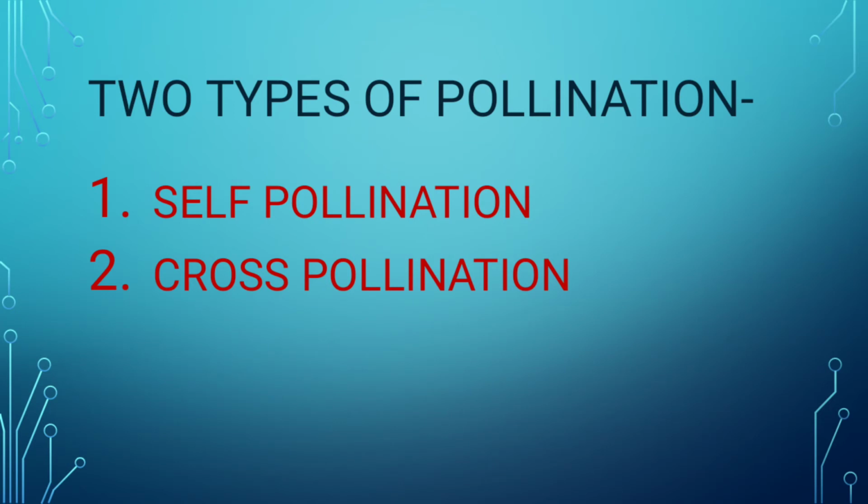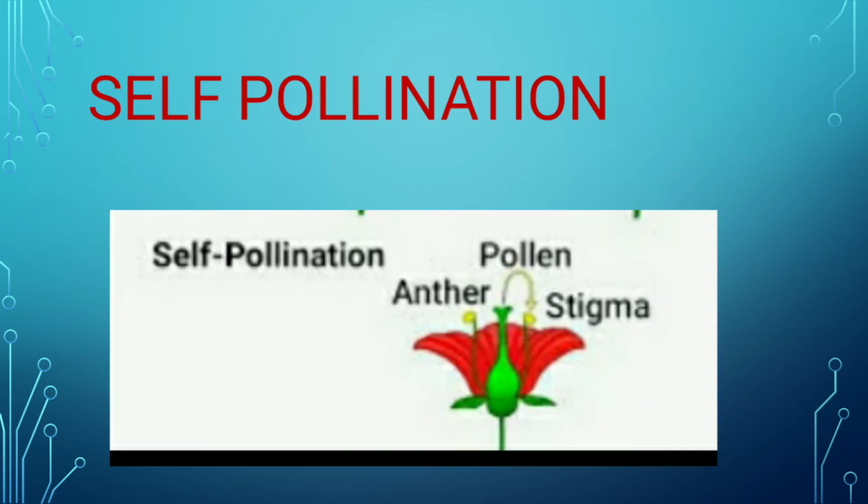So, there are basically two types of pollination: self pollination and cross pollination. So, let us begin with self pollination. The pollen grains are transferred from anther to the stigma of the same flower or to the flower of the same plant. This pollination takes place between one flower only.